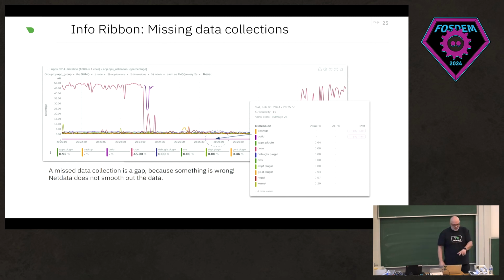With the data, I was able to find it because every data collection that is missed in the data is a gap. So it is not in the chart. Grafana, for example, and all the other tools smooth it out because there is no bit. In the data, there is a bit. I have to collect this every second. If I miss one, it's a gap. I didn't collect it.